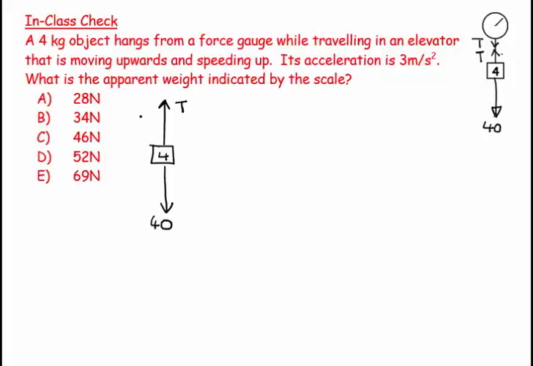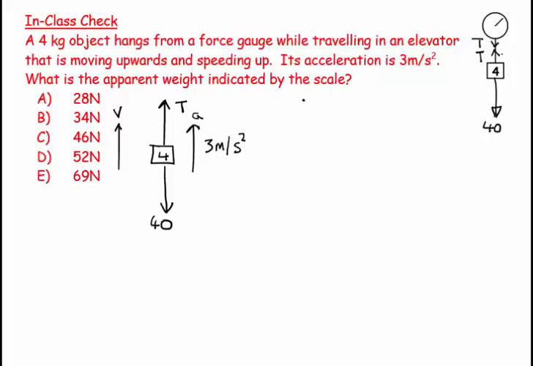The object is moving upwards and speeding up. If I'm moving upwards, my velocity is upwards. If I'm speeding up, that also means my acceleration is upwards, because when the velocity and the acceleration are in the same direction, then you're speeding up, and when the velocity and the acceleration are in opposite directions, you're slowing down. So this is a value of 3 meters per second squared. But the important thing is that this is pointing upwards.